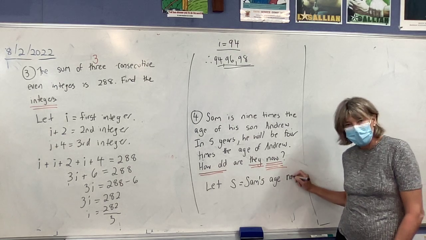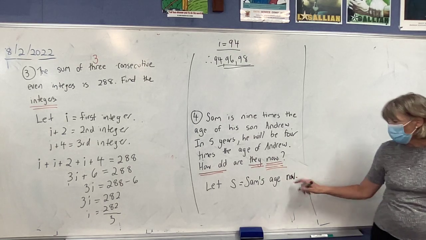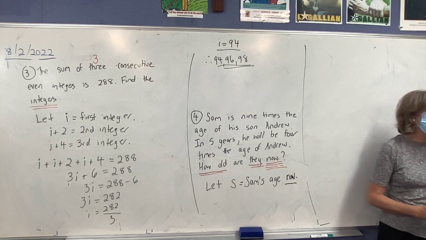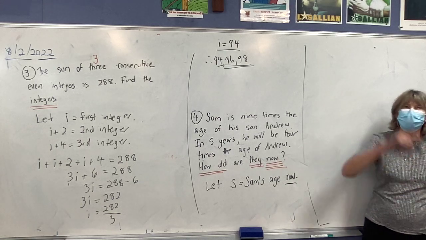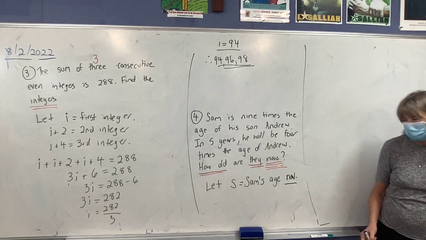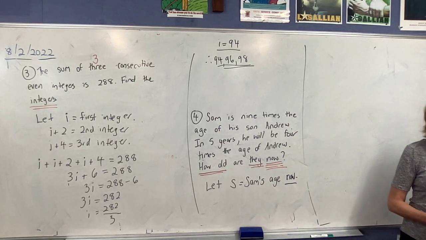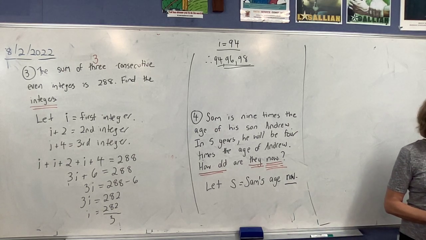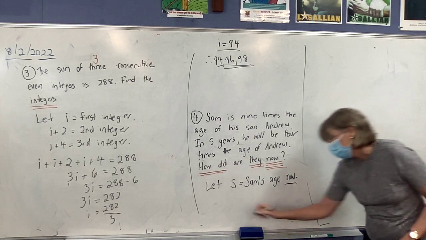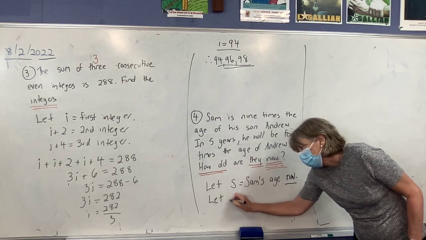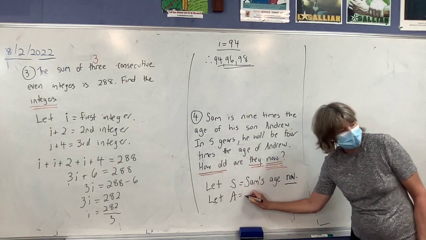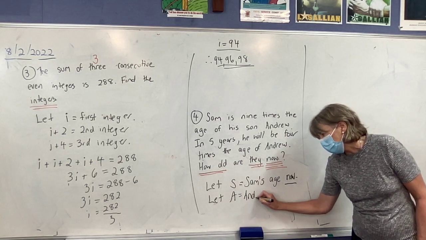Now, really important: you write that now on, okay? Otherwise you're going to get confused. Is this his age now or in 5 years' time? You get all mixed up, okay? So what's the other letter going to be? Let A equal Andrew's age now.